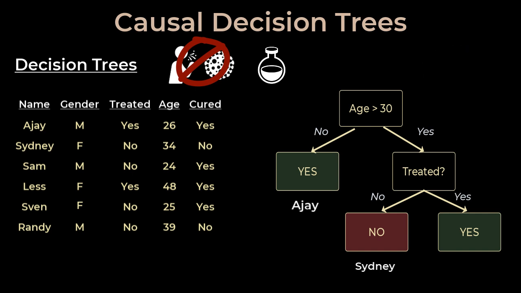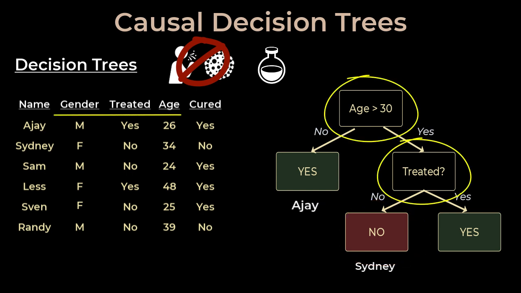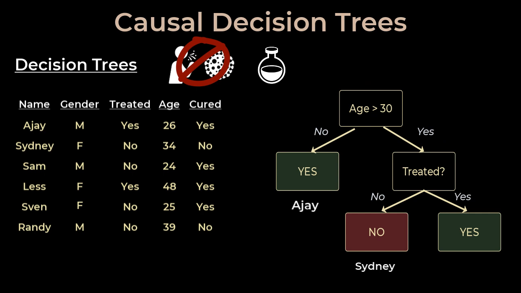The leaf nodes should be one of two outcomes. Yes, this person will be cured. Or, no, this person won't be cured. The internal nodes can be based on one of 3 variables: gender, whether the person was treated with the elixir, or the age. And the goal here is to choose internal nodes that can best split the yeses from the nos.